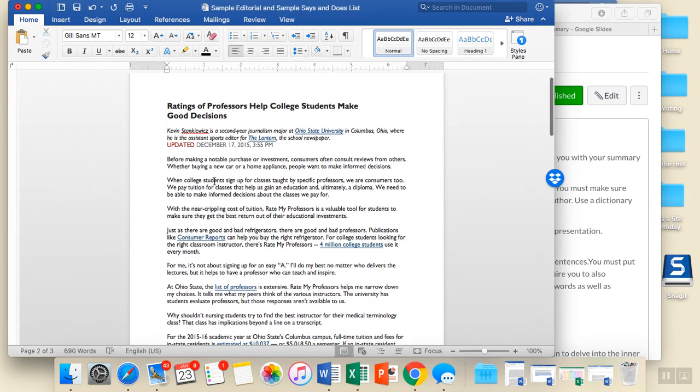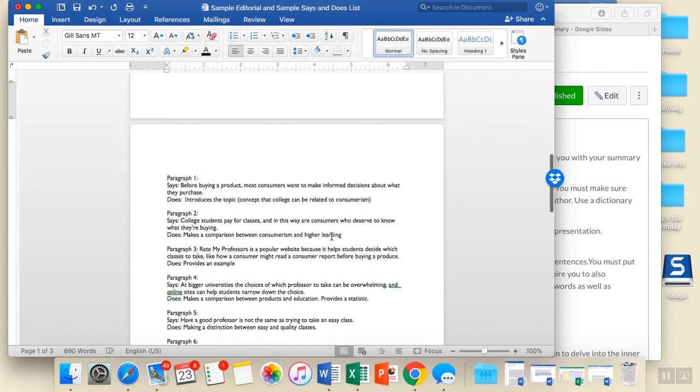Let's look at paragraph 2 for the says statements. He says in paragraph 2 of his article, when college students sign up for classes taught by specific professors, we are consumers too. We pay tuition for classes that help us gain education and ultimately a diploma. We need to be able to make informed decisions about the classes we pay for. So if I go down to my says list, I decided to say college students pay for classes, and in this way are consumers who deserve to know what they're buying. I'm, again, summarizing what he said, making it 1 sentence long in my own words.